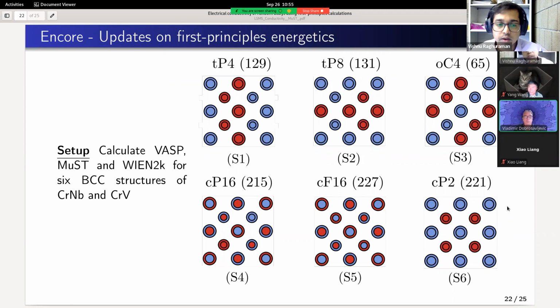And to do that, we have 6 BCC structures and 4 FCC structures of different symmetries as specified here for binary alloys. So the two systems I'm interested in looking at are chromium niobium and chromium vanadium. And I calculate the energies for 6 chromium niobium structures and 6 chromium vanadium structures of these symmetries using the 3 different codes. And I plot it and see what happens.